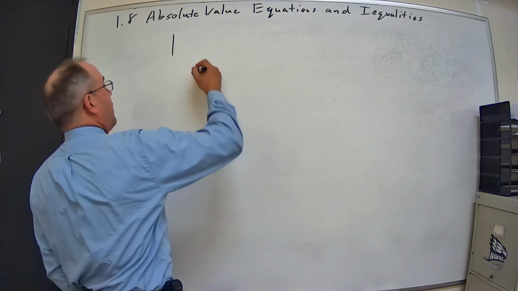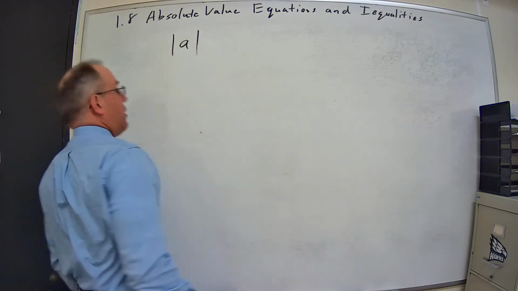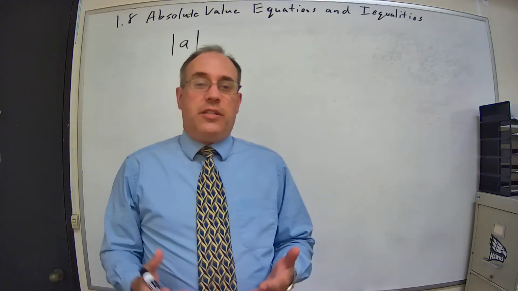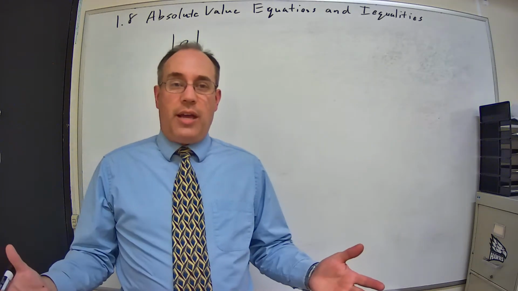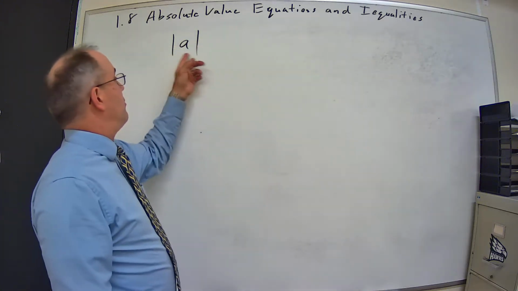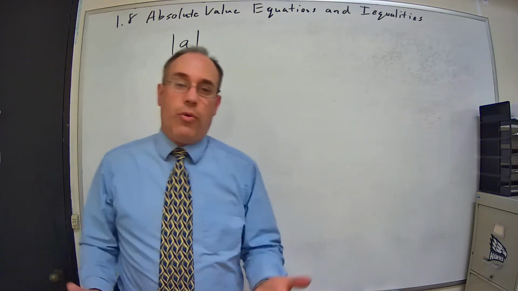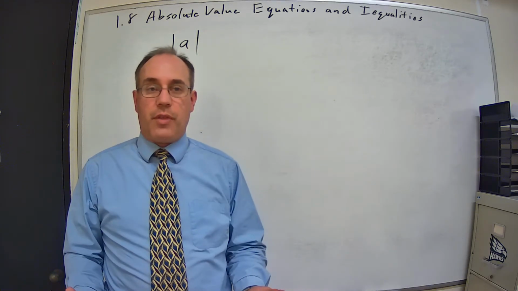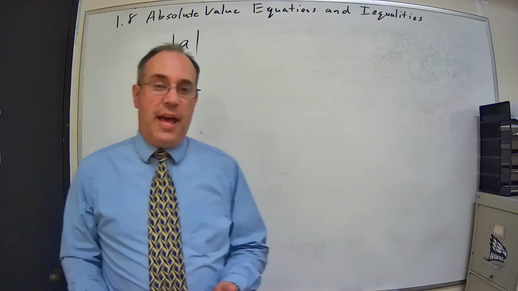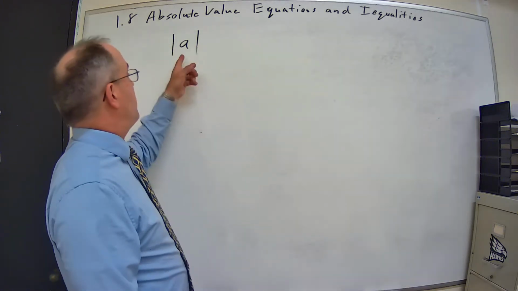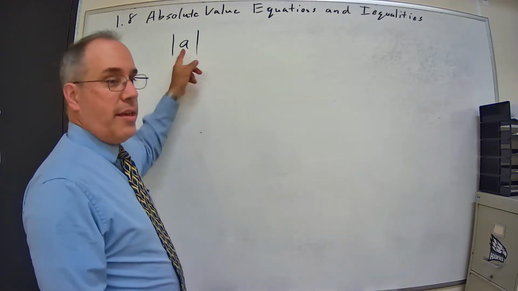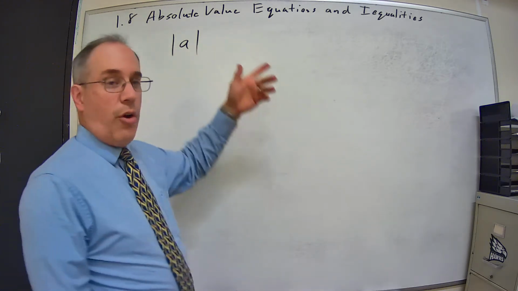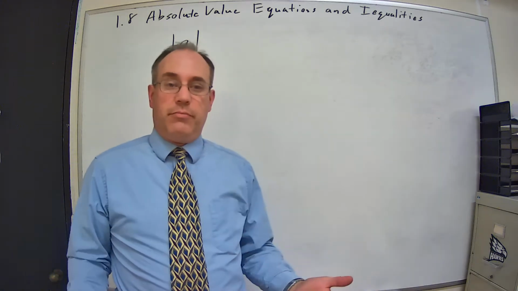So the absolute value of A, and what the absolute value does is it finds the distance on the number line from this value to the origin. So essentially it's just removing a negative sign. But we have to realize with that means A can be either positive or negative, but the result is always going to be positive.